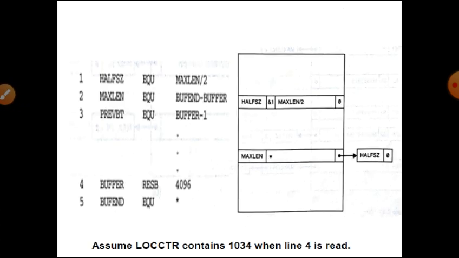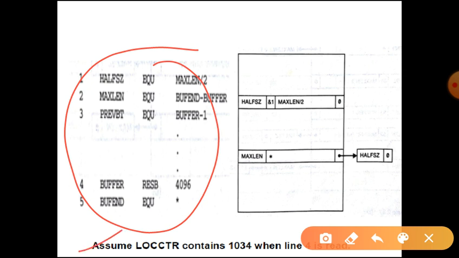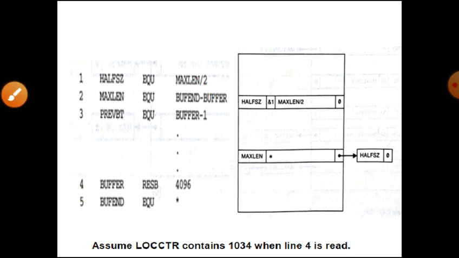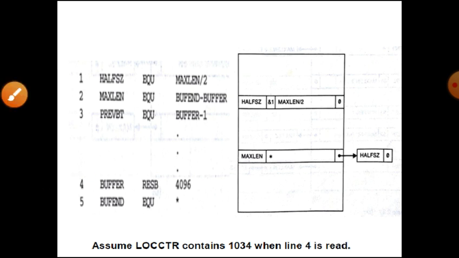Now, the example I discussed was one of the simple examples. This is a textbook example. You can see all these are given, and one more value is also given, that is at line 4, the value of the location counter is 1034. Okay, let us start. We'll go through this quickly.